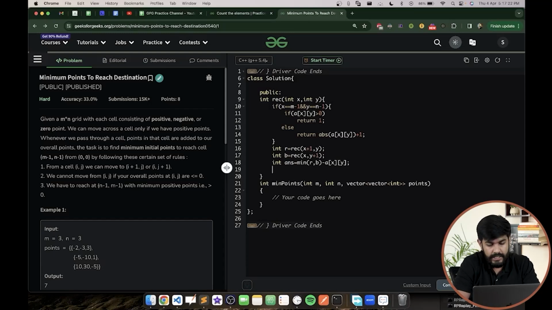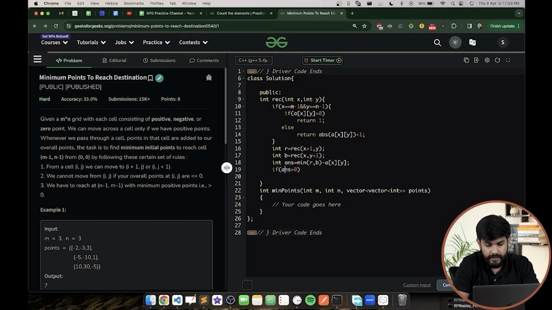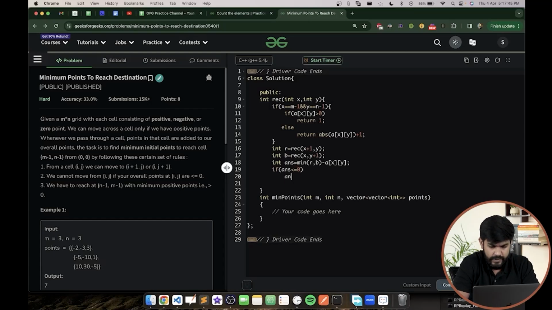Now I would say if answer is greater than 0, then do nothing. But if the answer is less than or equal to 0, I would simply say answer is equal to 1. Now I would return the value of answer.